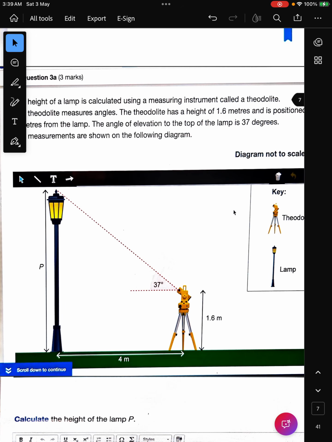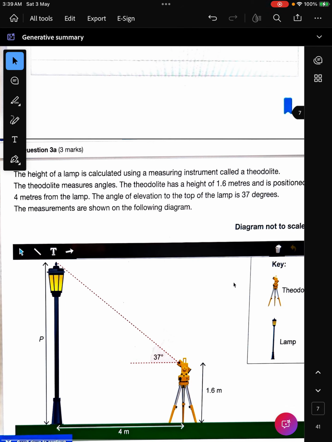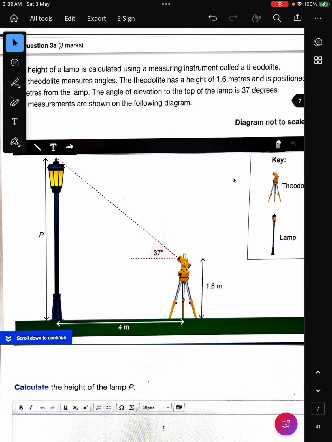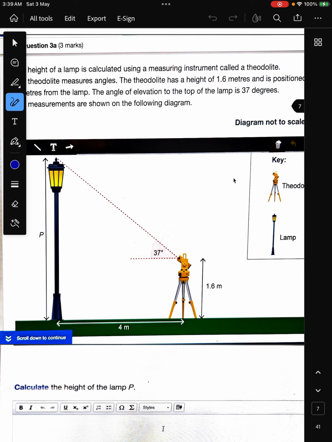This is obviously a trigonometry question, about finding the height of the lamp, given the angle of elevation, and so on. So we are supposed to find the height of this lamppost, which is this height here. Now we do know that the height of this is 1.6 meters. So technically what I'll do is draw a line here.